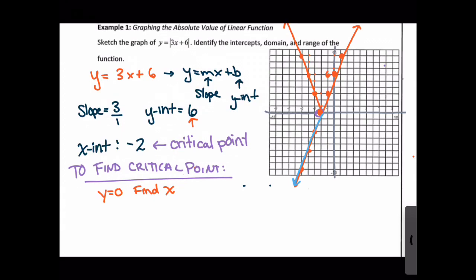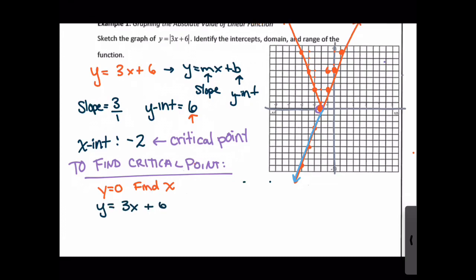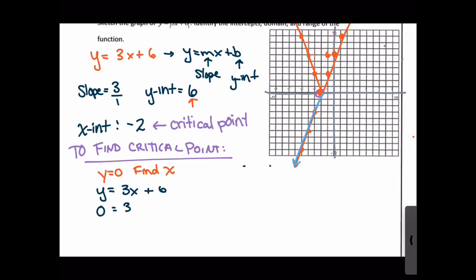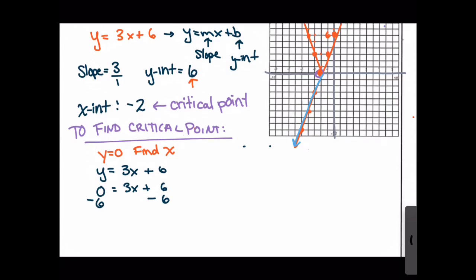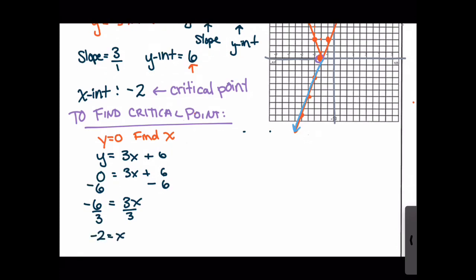So let's do that with our equation. So I would put 0 in for y. I would minus my 6. And then divide by 3. So that's also how you can get your critical point. Or if you're dealing with like a parabola, you would probably factor to find your x-intercepts, or you would use the quadratic formula to find the x-intercepts, which I'll get into in the next example.